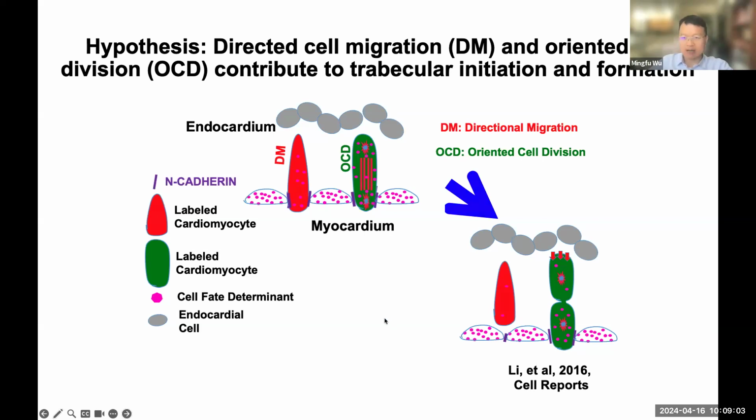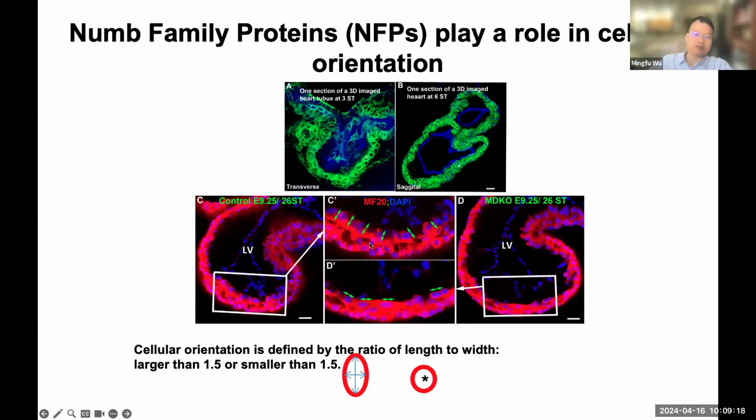In the zebrafish, my dear friend, Dr. Jiandong Liu, found that the trabeculae are initiated only by directed cell migration. Okay, so to test this hypothesis, one of the experiments we did here is we examined the cellular orientation here.